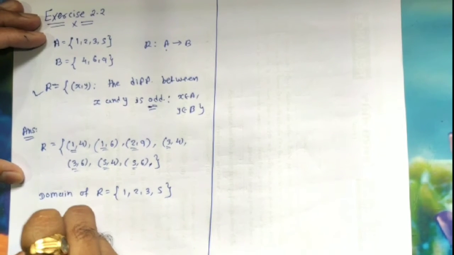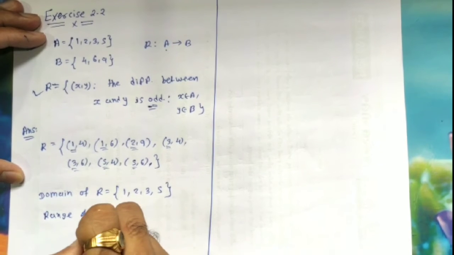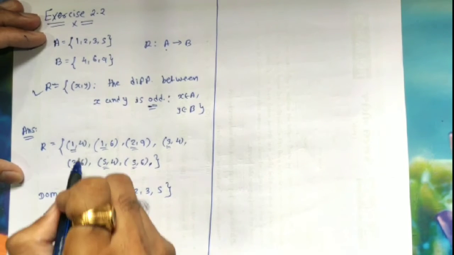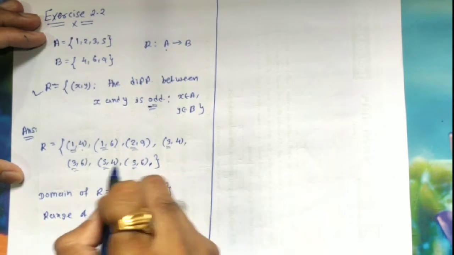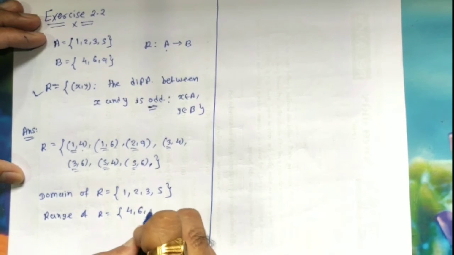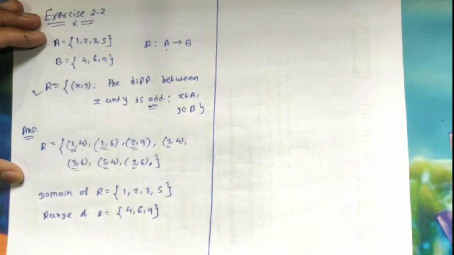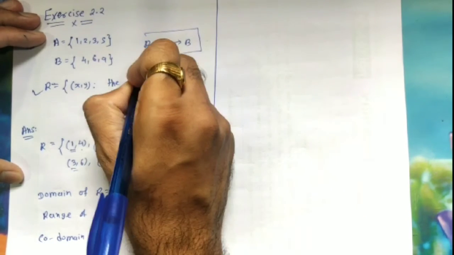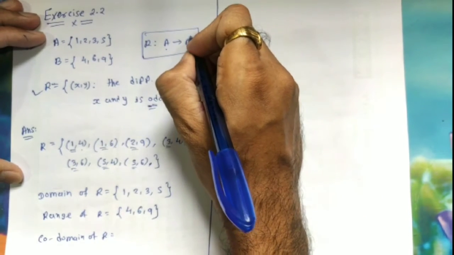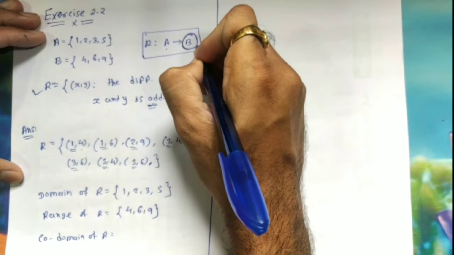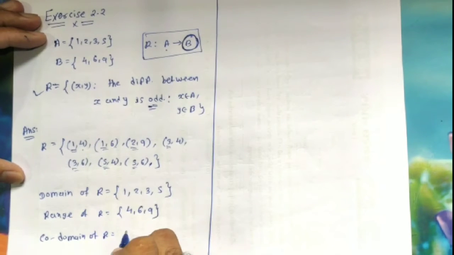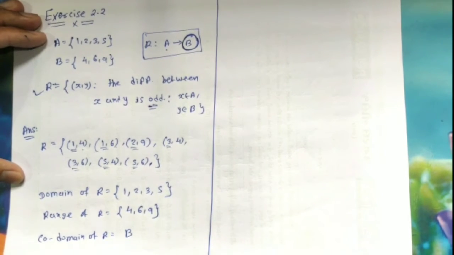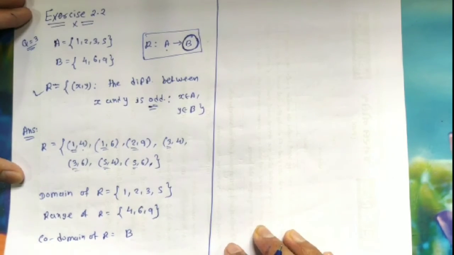We can also write the range of R: the set of all the second elements, 4, 6, 9, without repetition. So {4, 6, 9} is the range of the relation. We can also write the codomain of R. The codomain is the set on which our relation is defined. Here the relation is defined on the second set B, so set B is our codomain. Clear, students? So this is your question number 3.